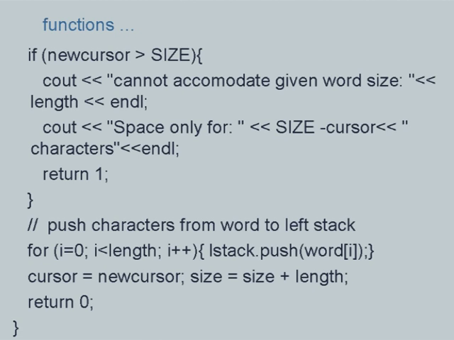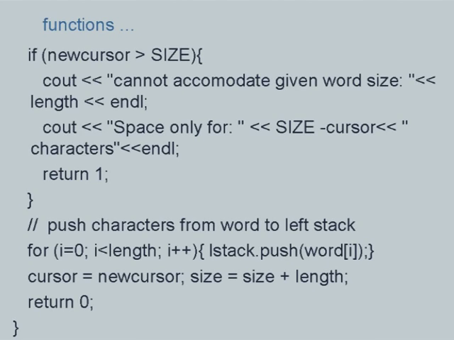So suppose the left stack is almost full to the brim. The cursor is already on the other side. There is a place for 2 characters. It's not full yet. So no report has been given to me by any mishap. But if somebody now says insert 5 characters at these positions, I can't. That is why the new cursor is computed before this. So I know where the new cursor is. If that is greater than the size, I'll say sorry, space only for so many size minus cursor characters. And I will return 1 here.